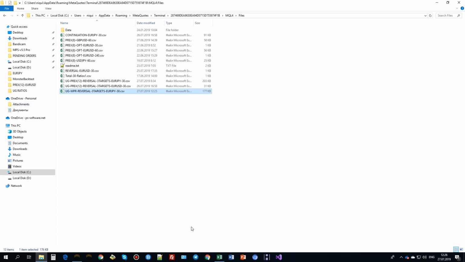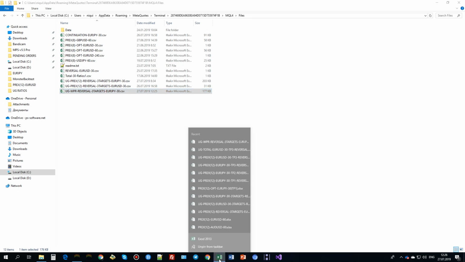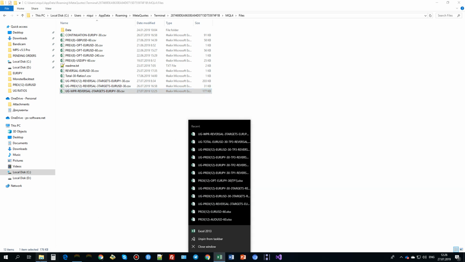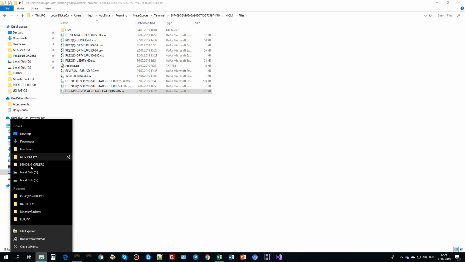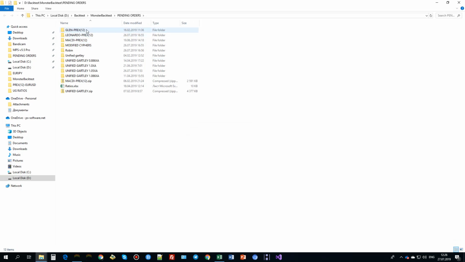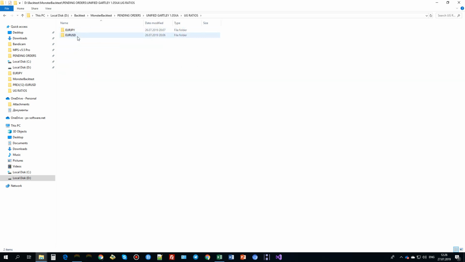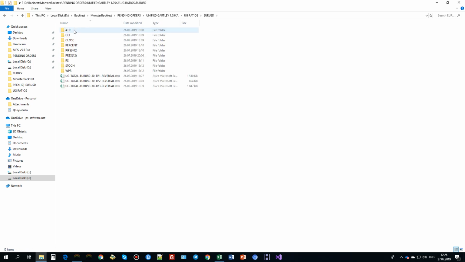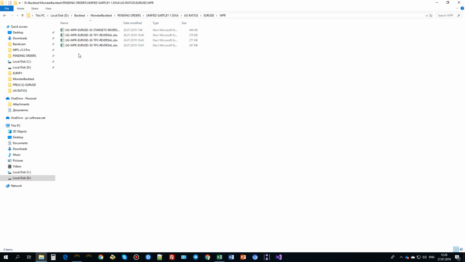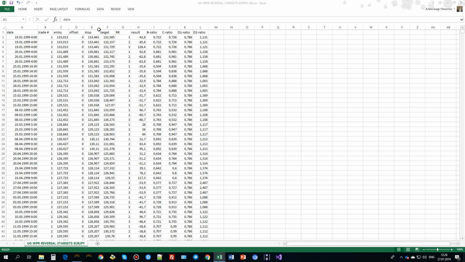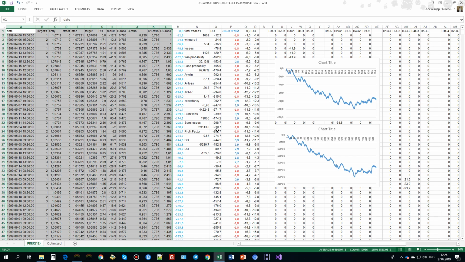So let me first save this file. Let me go here to pending orders, to UG ratios, to Euro Dollar. Euro Dollar is the one that I already finished, and in WPR I need these 3 targets. Okay, so I have this already created Excel spreadsheet.